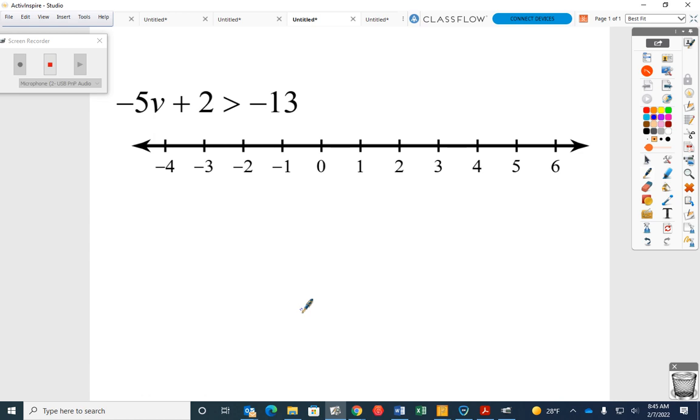Okay, so the first thing I'm going to do is move this down here. There's not really room for me to do it up here. So I have negative 5v plus 2 is greater than negative 13. Your number lines are provided for you. If you solve this inequality and your answer is not part of that number line, do you think you probably made a mistake? Yes. So don't come to me and say, Mr. Kersey, I can't fit my answer on this number line. You did something wrong. If your answer fits on this number line, you probably did it right.